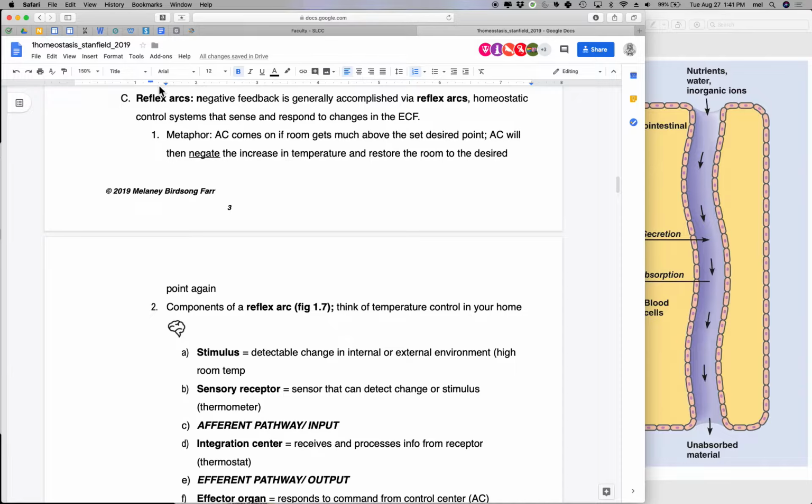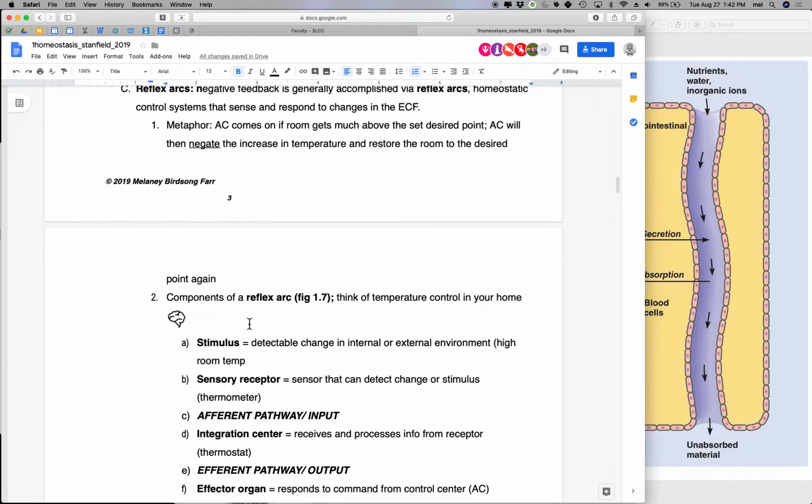So let me give you a metaphor in your home, and then we'll talk about the human body. In your home, you would like to maintain homeostasis of temperature, right? And if you have central heat and air, then how that's going to go is you set it via a thermostat. So I want to look at the portions of the reflex arc there, okay? So we're going to start with that metaphor, and we're going to say, okay, the components of a reflex arc.